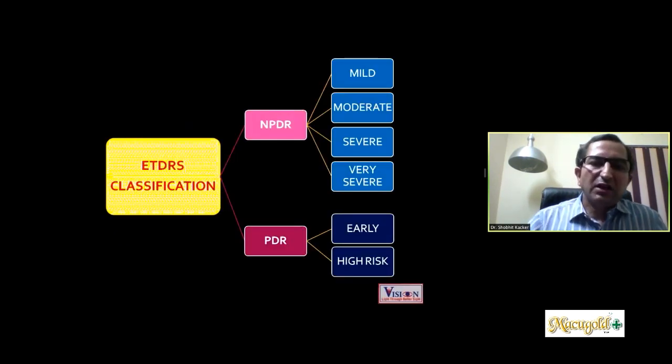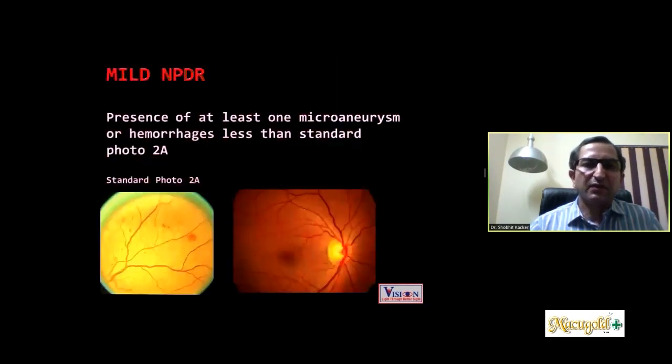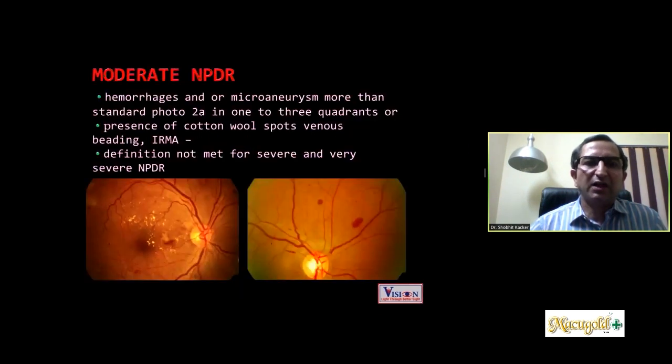As you all know, the ETDRS has classified diabetic retinopathy into the non-proliferative and the proliferative type. The non-proliferative is further divided into mild, moderate, severe, and very severe, and the proliferative is divided into early and high risk. The mild non-proliferative type is basically classified depending on the comparison of the patient's retina with a standard photograph in which there are presence of microaneurysms. So if the presence of microaneurysms and hemorrhages are less than the standard photo 2A, which was a specified photo used in the ETDRS classification, then it is termed as mild NPDR.